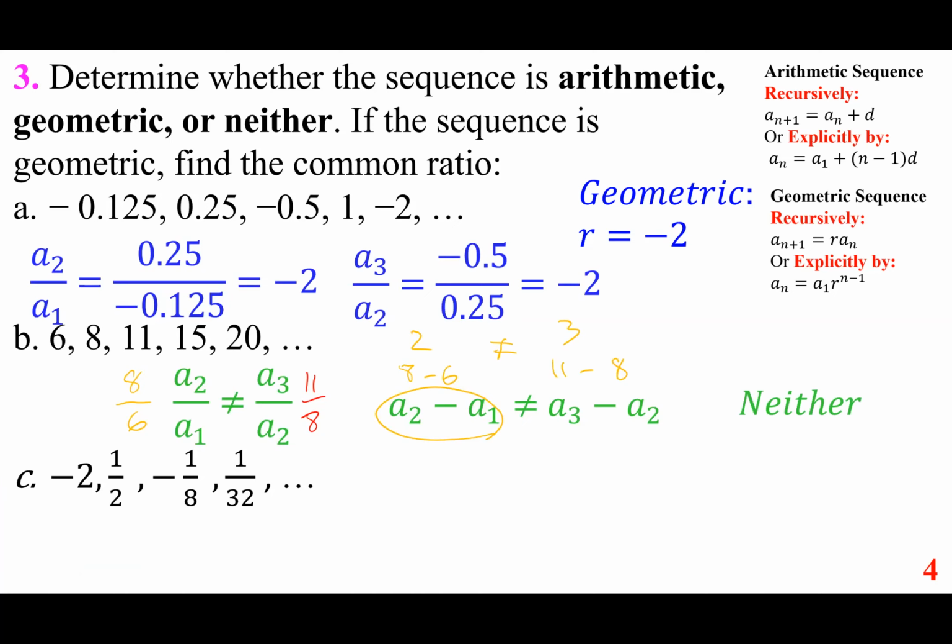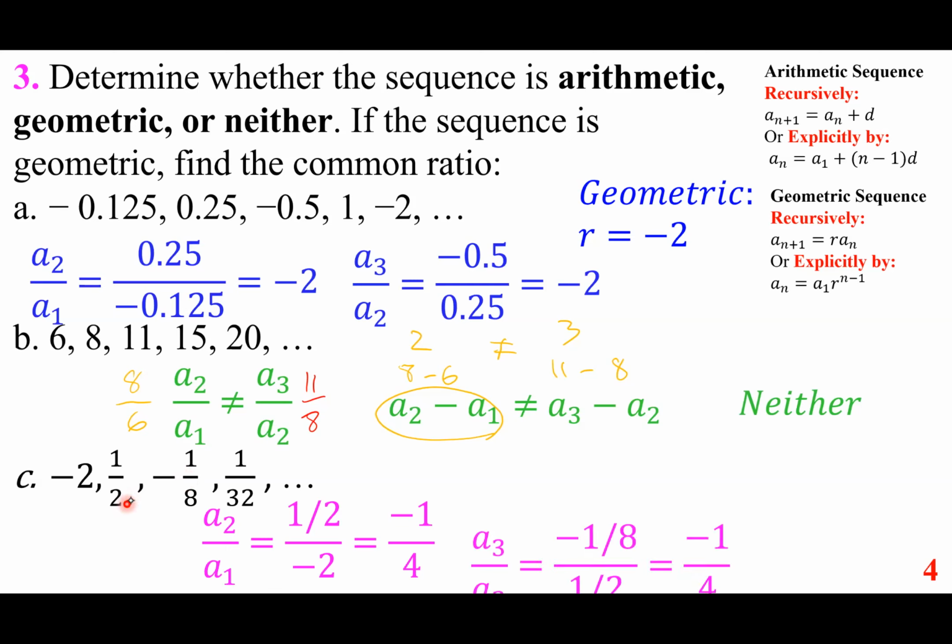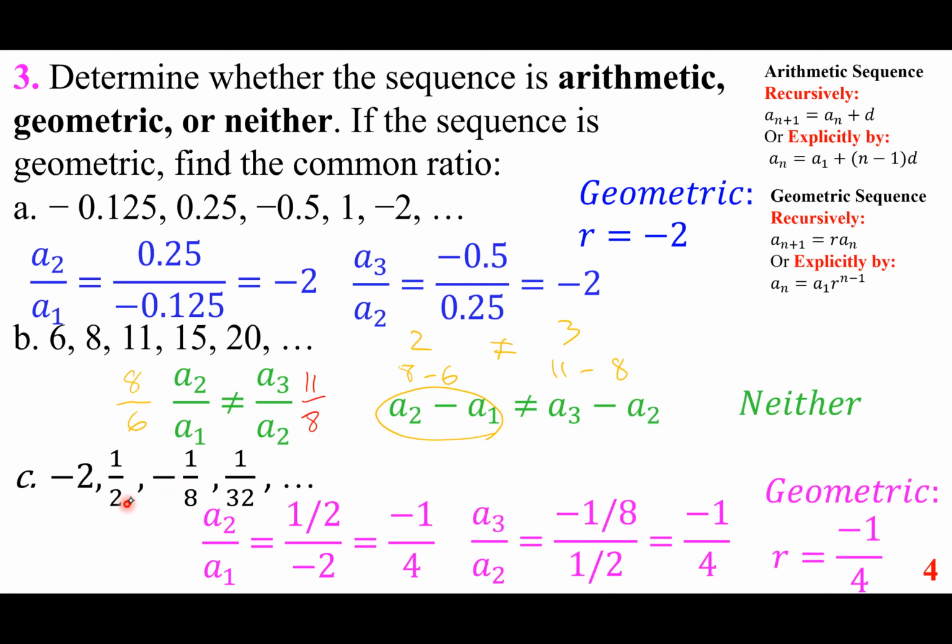If you look at part C, you may recognize quickly, if I divide 1/2 by negative 2, I get negative 1/4. That means a sub 2 over a sub 1. And if I do a sub 3 over a sub 2, in other words, divide negative 1/8 by 1/2, I get the same. And that proves this is a geometric sequence with a ratio of negative 1/4. If you have any doubts, you can continue with trying more. But that's probably enough.